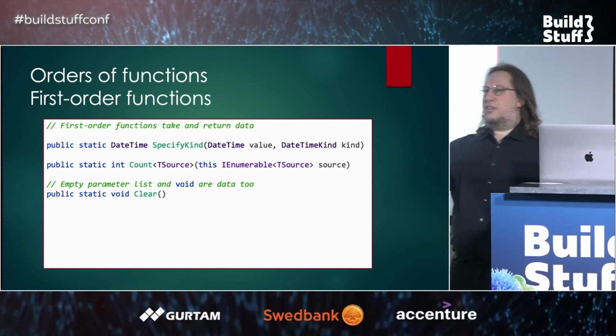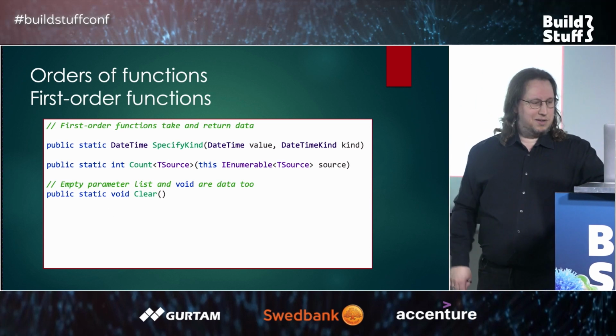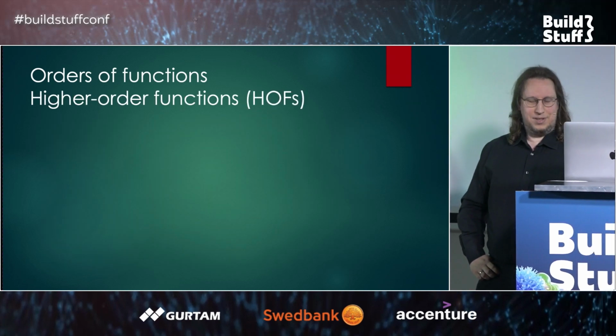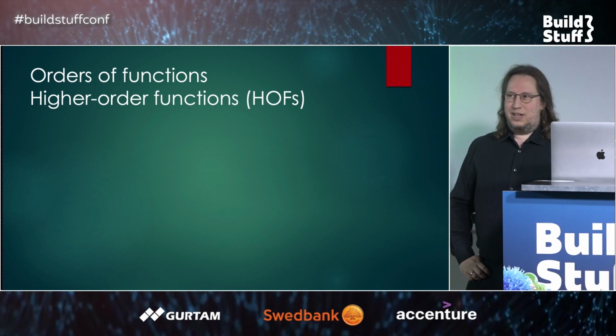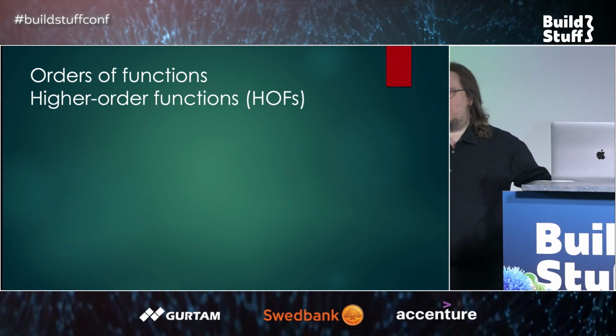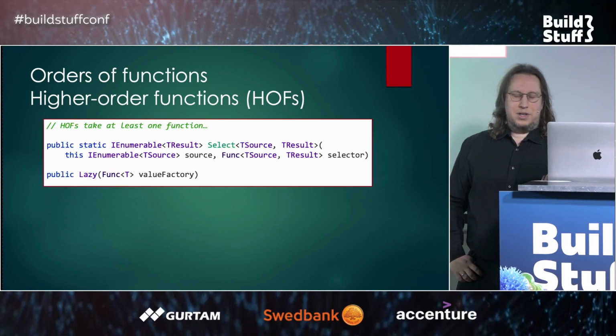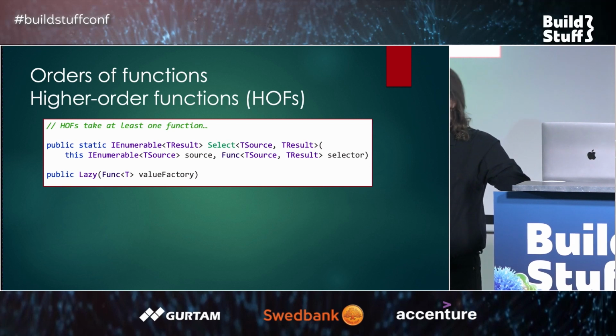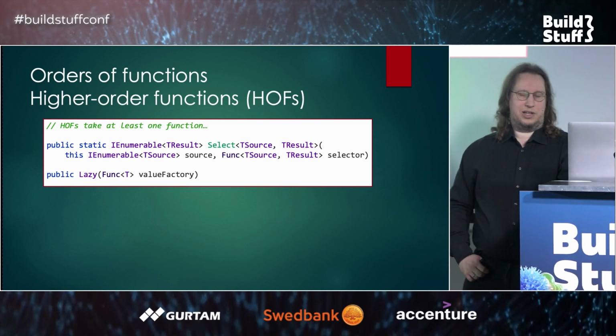So what about second, third, fourth order? There is none. There are only higher order functions. So it's either first or higher. And well, what does that mean? How is this different? Higher order functions do at least one of two things. One, they may take functions as arguments, like your LINQ, for example, like your Select.